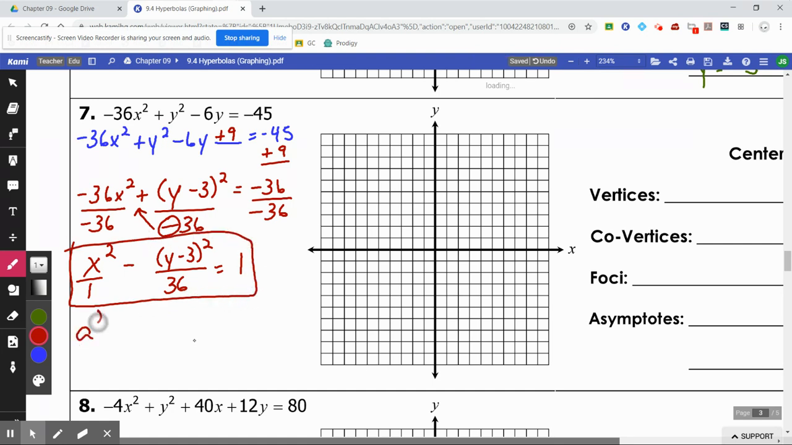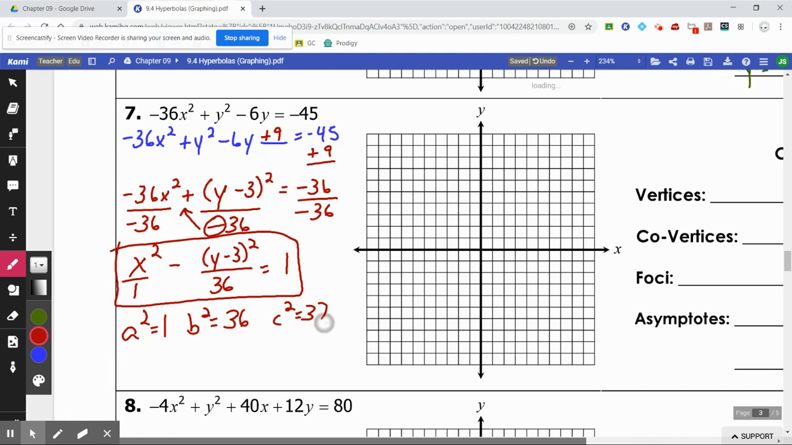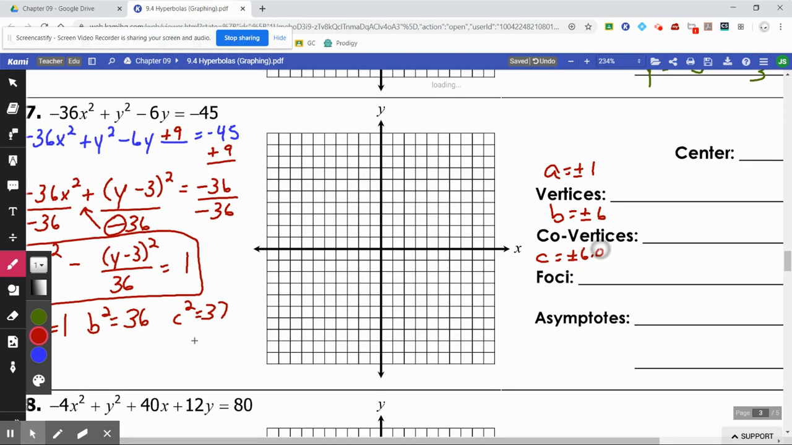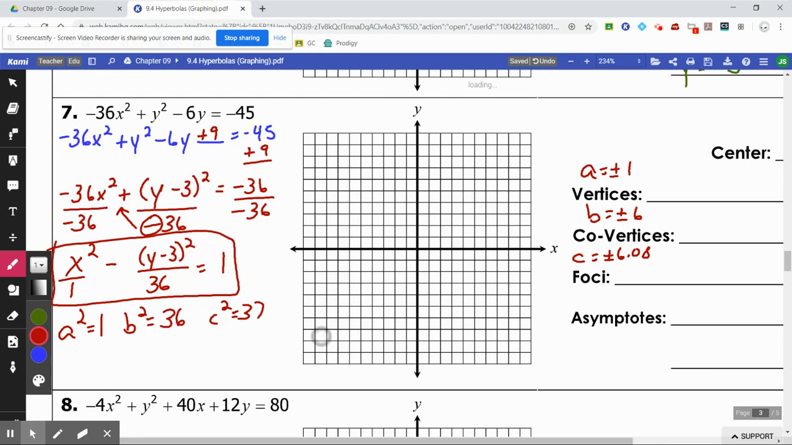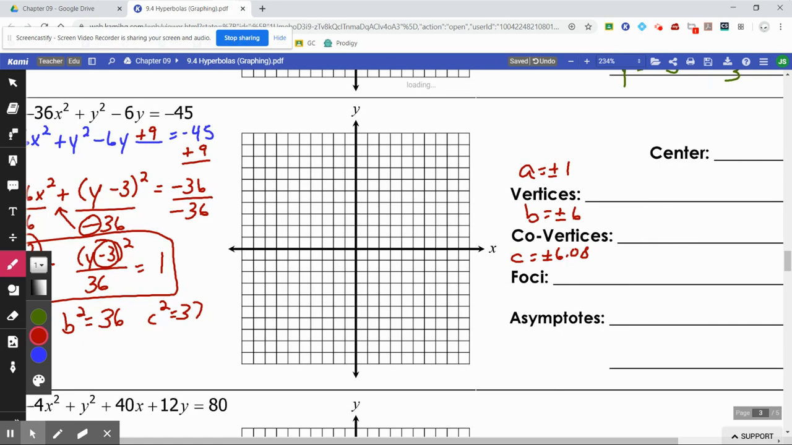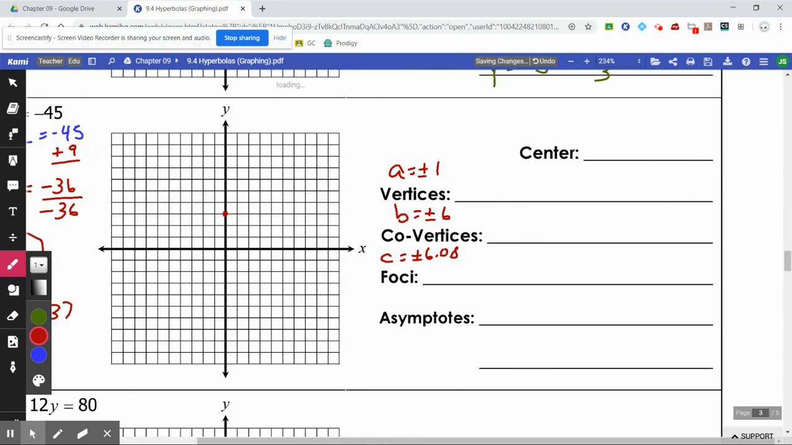A squared is 1. B squared is 36. C squared is 37. So therefore, a is going to be plus or minus 1, b plus or minus 6, c is plus or minus 6.08. The center of your hyperbola is 0, positive 3. So let's write that here, 0, 3.